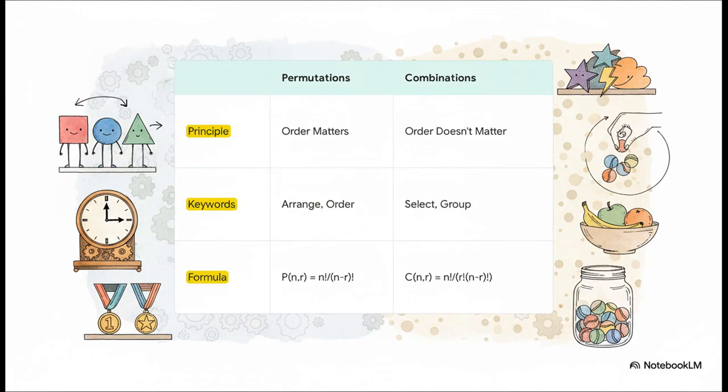Permutations are for arranging, for lining things up, for anything where order is king. Combinations are for selecting, for choosing, for groups where it's not. If you look for these keywords in a problem statement, they'll point you to the right formula almost every time.